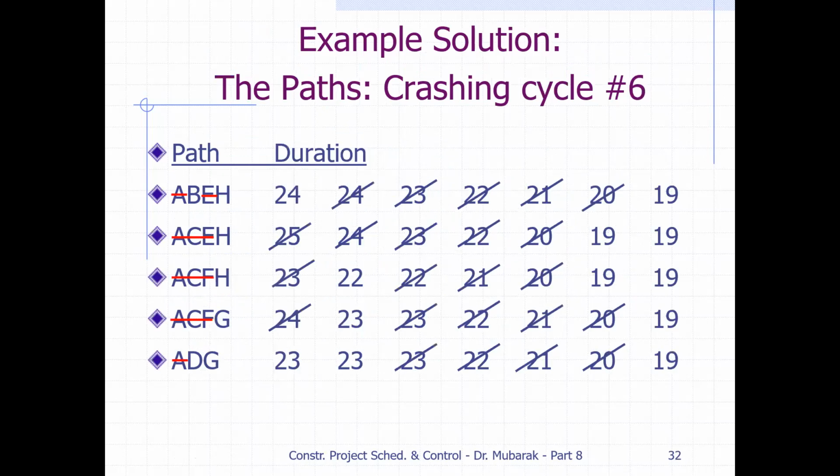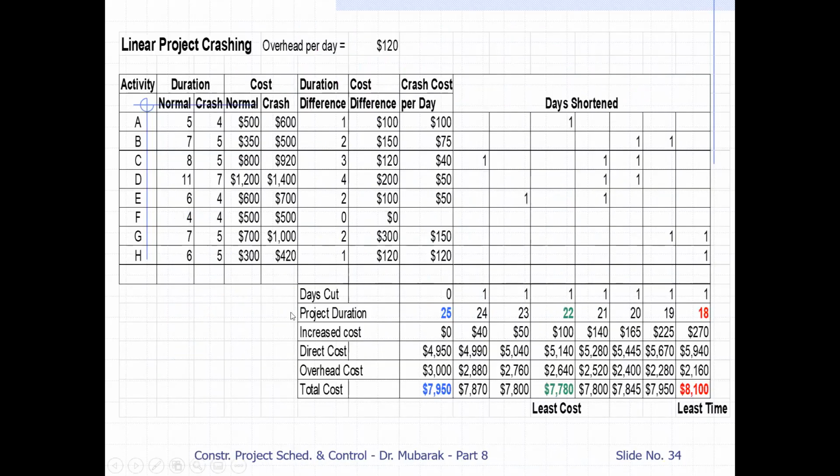Now we go back to this: days cut is 0, project duration we find is 25. Increase cost here is nothing, 0. So now we add up all these costs, which we call the normal cost. Normal cost 500 plus 350 plus 800 plus 1200 plus 600 plus 500 plus 700 plus 300 will come to 4950. So this column, adding all the direct cost, will be 4950.